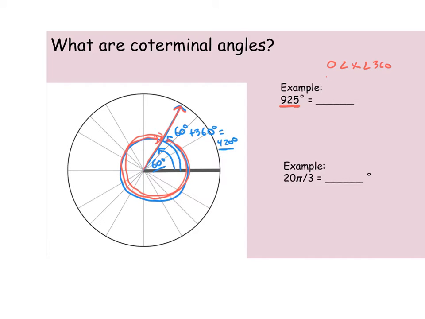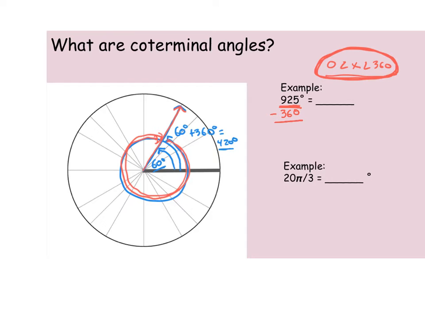And really, these are the angles that we're most concerned about, the ones between 0 and 360. So a lot of times if we have an angle like 925, we'll want to find out which angle is coterminal with that between 0 and 360 degrees. So in order to do that, all you need to do is start subtracting 360 until you get to a number that's between 0 and 360.